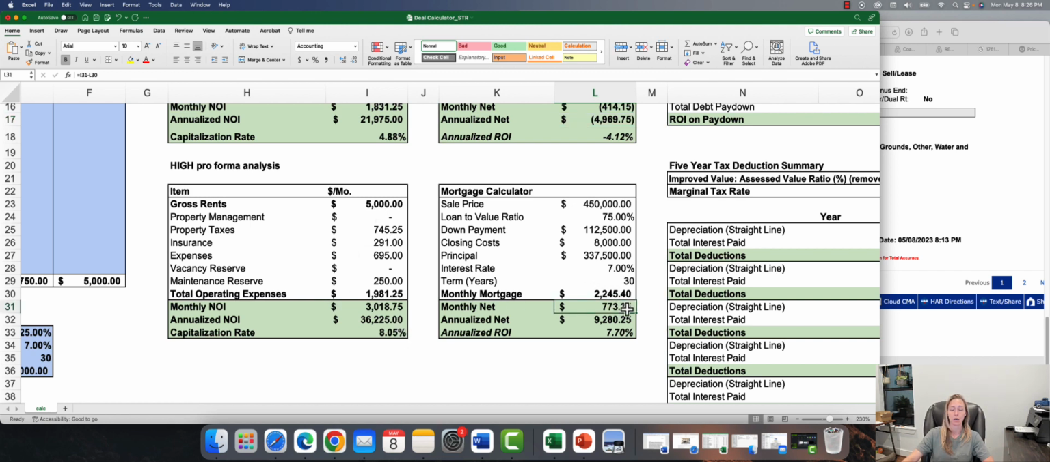You're looking at a $775 per month cash flow and an annualized net of almost $10,000, which is an ROI of 7.7, pretty darn good. But that is self-managing. So that's a good analysis of what to expect as far as cash flow.